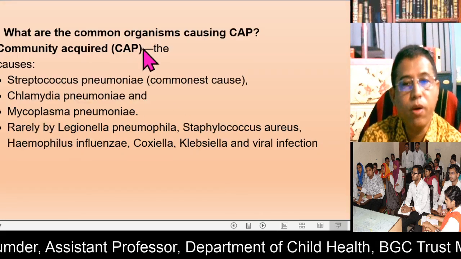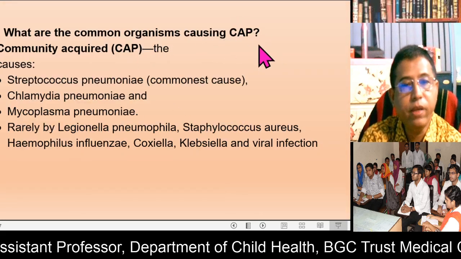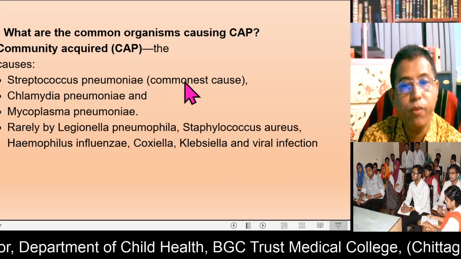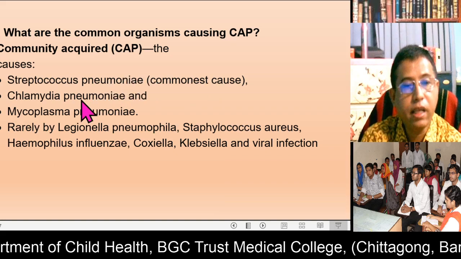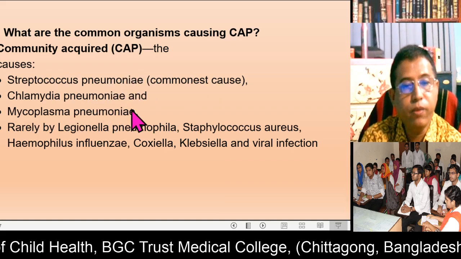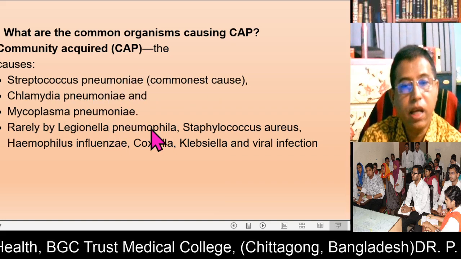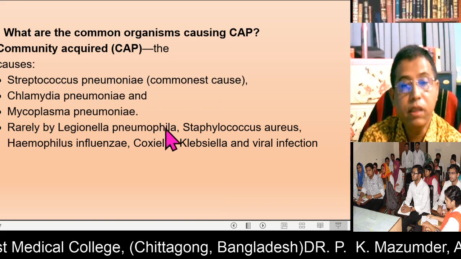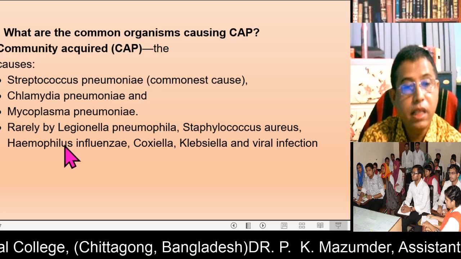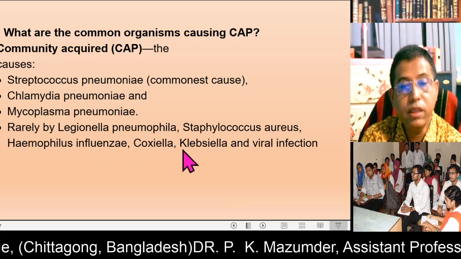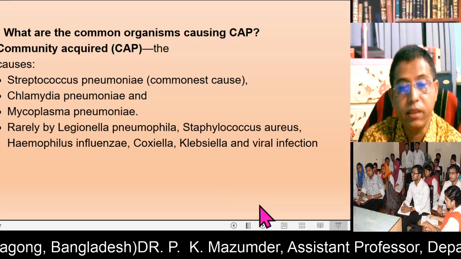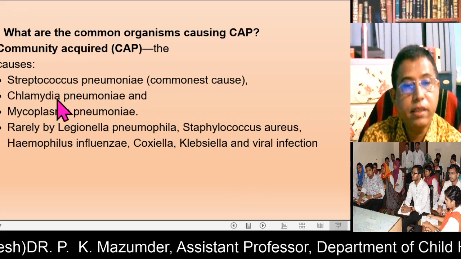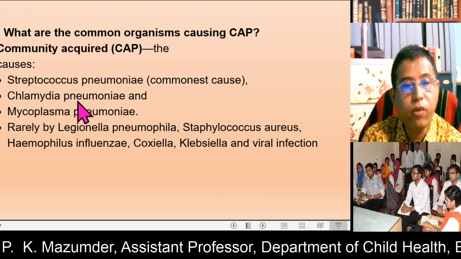What are the common organisms causing community acquired pneumonia? The most common causative organism is Streptococcus pneumoniae. Second is Chlamydia pneumoniae, Mycoplasma pneumoniae, and rarely Legionella pneumophila and Staphylococcus aureus, Haemophilus influenzae, Coxiella, Klebsiella, and viral infections. So the most important is Streptococcus pneumoniae, the second is Mycoplasma pneumoniae, and the third one is Chlamydia.